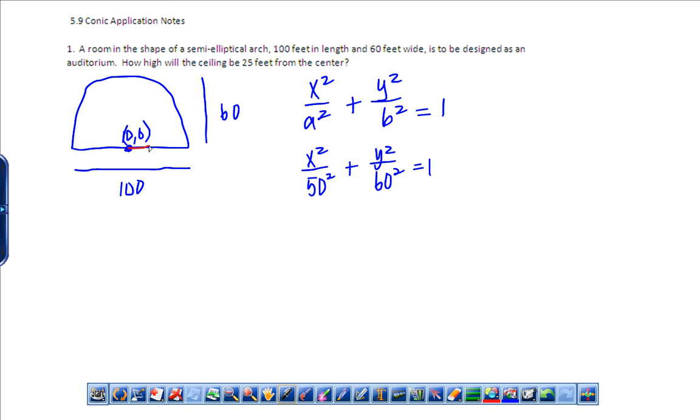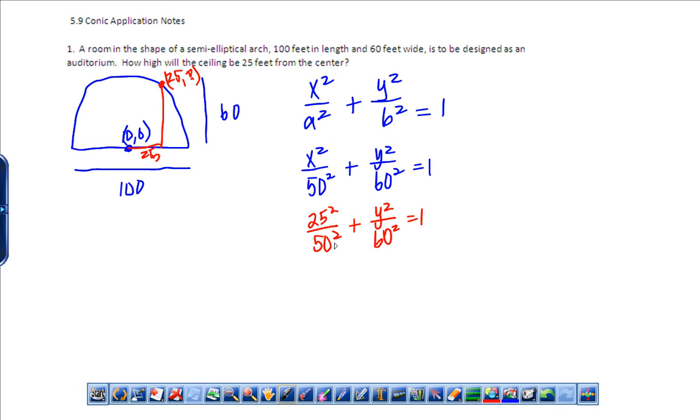Okay, so it says we want to know where it's 25 feet from the center. So if you go 25 feet from the center and you go up, 25 feet out, I want to know what it is at this point. So this would be an x of 25, and you don't know what this value is. So I'm going to go ahead and plug these in. So 25 squared over 50 squared, and I don't know what y is, over 60 squared equals 1.